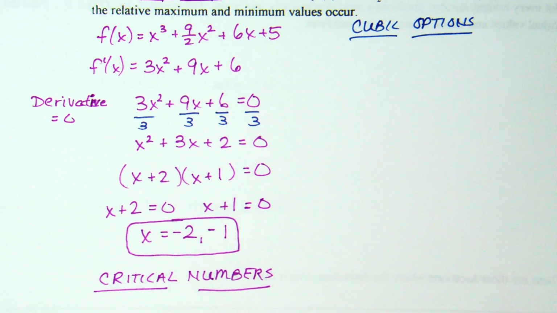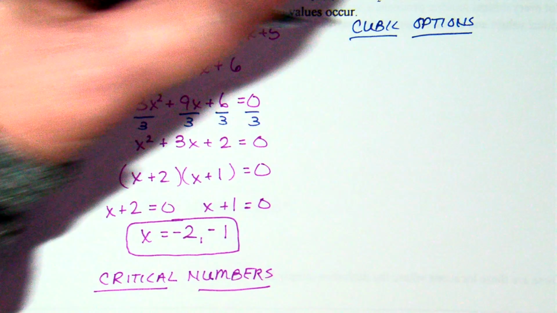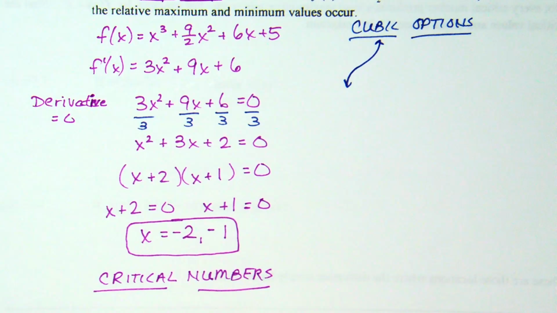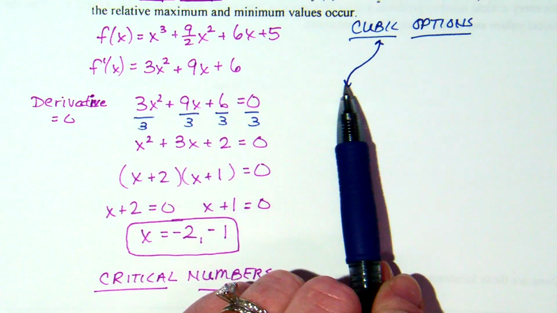But first of all, it's positive x cubed. So that means we have to start low and end high, yes? So a basic cubic could look like that. However, are there any critical numbers here? No. Okay, and I know just because it's positive x cubed, the end behavior is down and up, and it has to start low and end high.